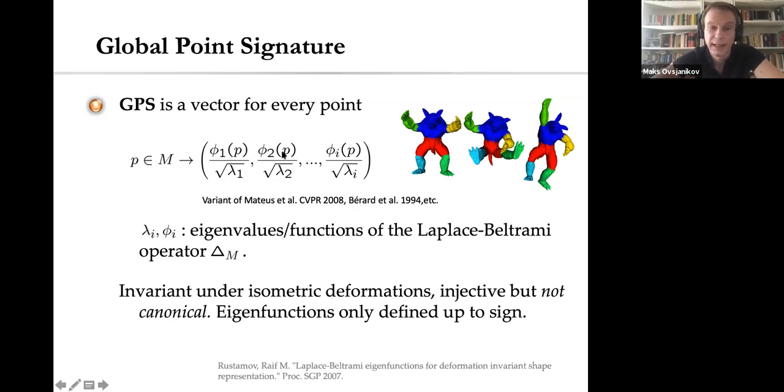The problem is, as I mentioned, each eigenfunction is only defined up to sign. So actually, if I take two shapes, on one shape it might be minus the sign. So I cannot compare these signatures directly. And so we thought, okay, so this doesn't help us solve our problem yet. So what can we do?